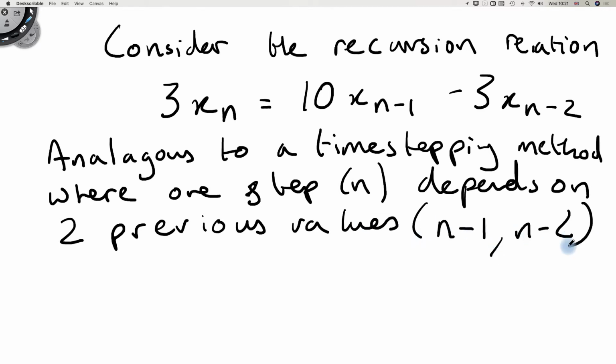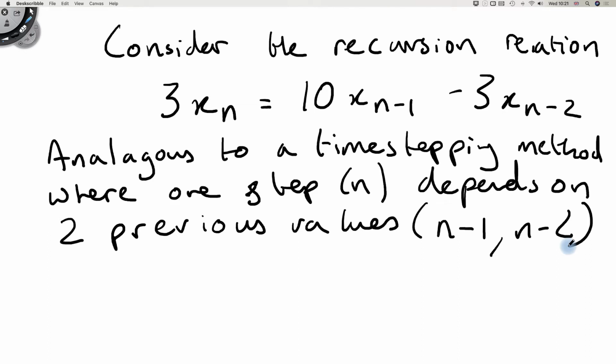But we call it a recursion relation because it's not strictly speaking a time stepping method. But if you like, try and find a link between this and things we'll do later on. That's where the link comes in. The new value at any point n is dependent on 10 times xn minus 1 and 3 times xn minus 2. So it's a recursion. What we're going to do is try and determine what the true solution is for this system before just applying it numerically.